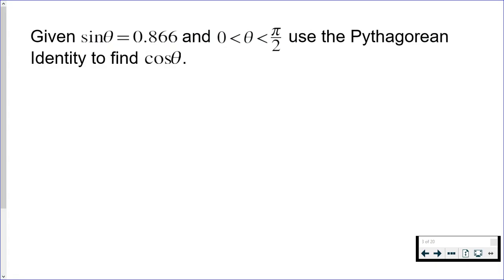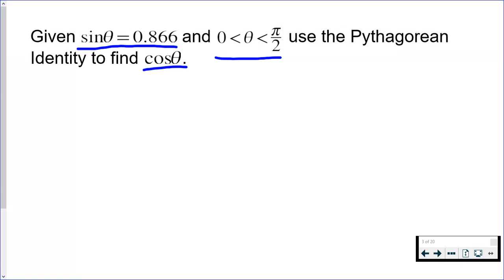So we have an example here where we're going to use the Pythagorean identity to find cosine. We were given that sine of theta is 0.866. We're also given this inequality, which may look confusing to some, but all it's telling you is which quadrant we're in. And we're going to use this information to find cosine of this angle.